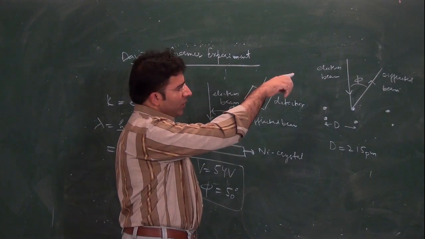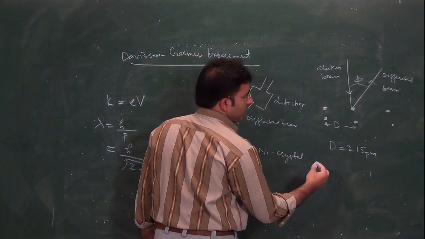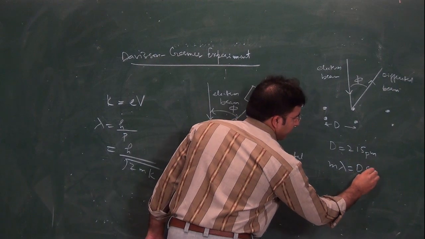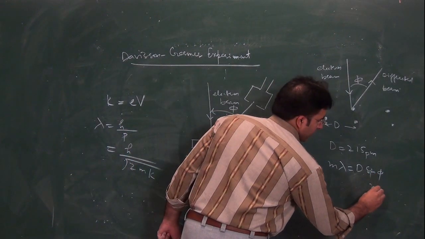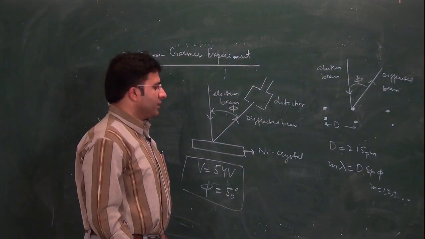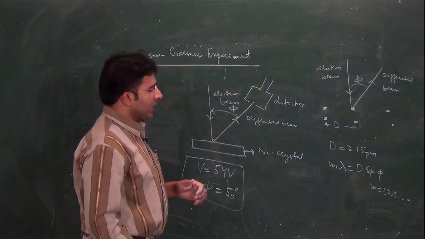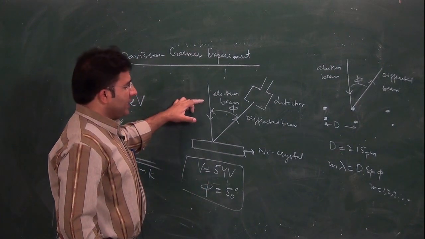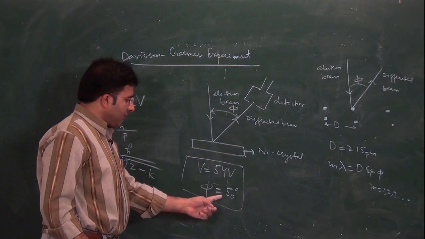It can be shown that the maxima of that diffraction pattern, which is formed by the diffracted beam, can be located by the equation m lambda equals d sine phi, where m is 1, 2, 3 and so on. If m is 1, it is the first diffraction maxima, m is 2, second diffraction maxima, m is 3, third diffraction maxima, and so on. Davisson and Germer recognized this situation when V was 54 volt and phi was 50 degree.